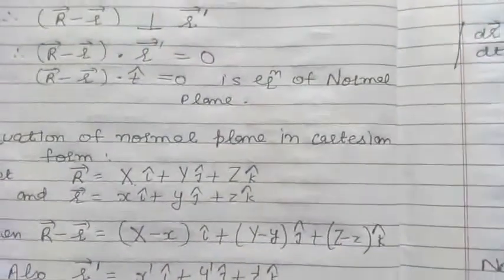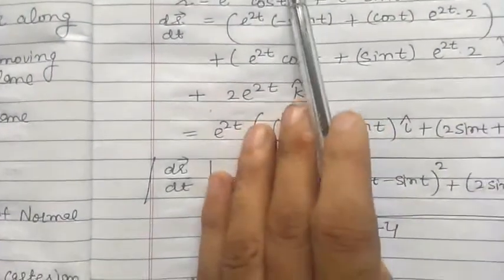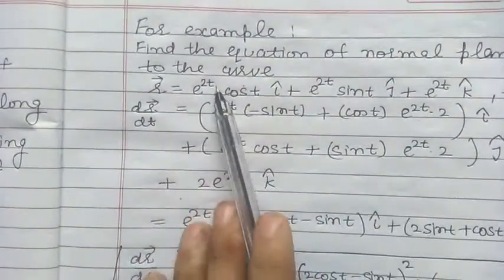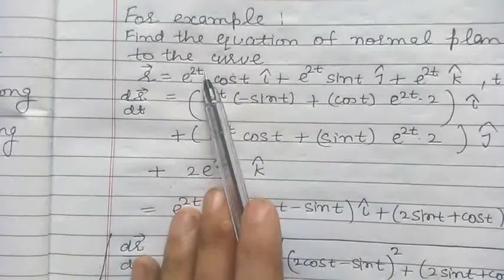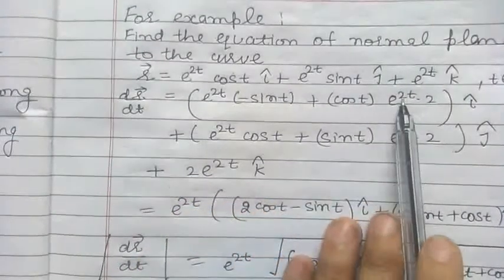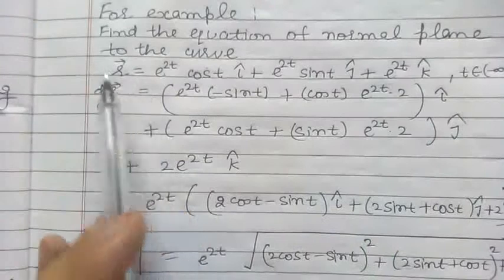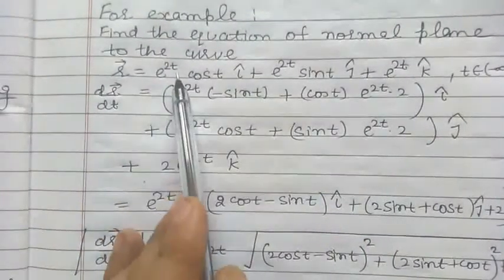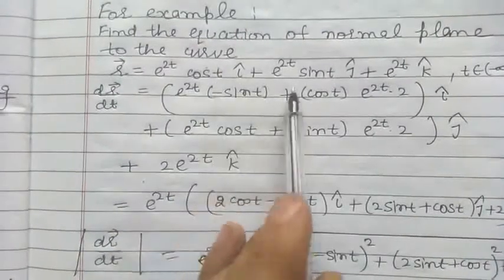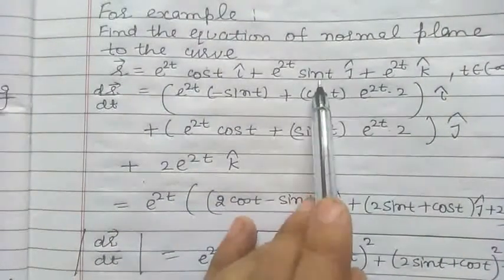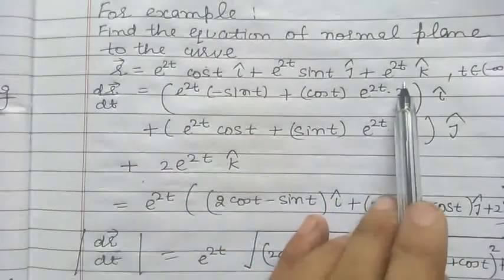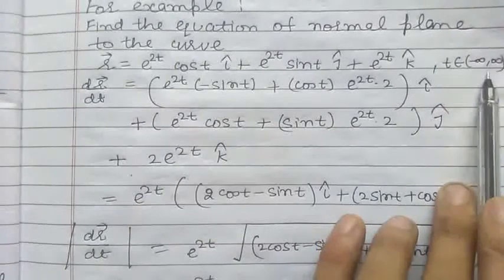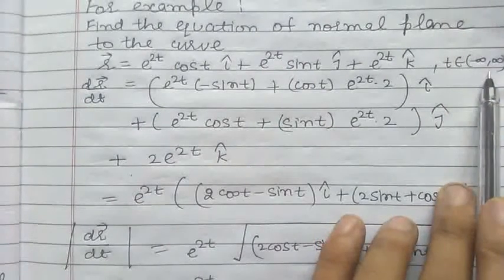Now let us see an example of how to find the equation of the normal plane. If we are given a curve, how to find the equation at any point of this curve. So you are given the curve represented by the vector r is equal to e raised to the power 2t cos t i cap plus e raised to the power 2t sin t j cap plus e raised to the power 2t k cap, where t is a finite real number, which is called the parameter.